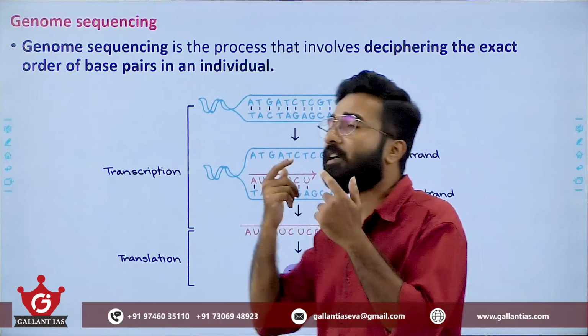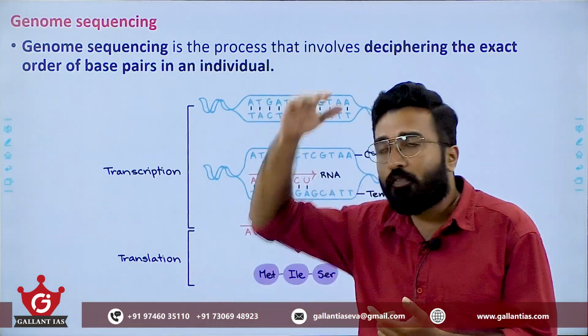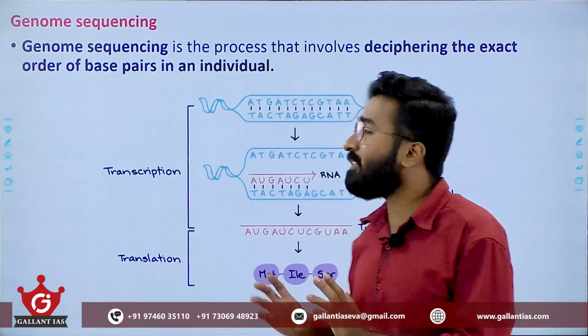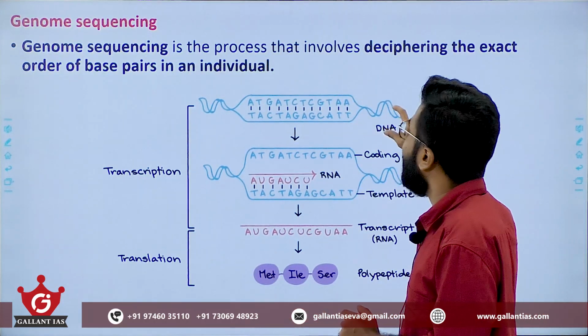What is the code for the color of the retina? What is the code for the height of a person? What is the code for the hair color of a person? Everything is written in this genetic code. So, we will be reading that.